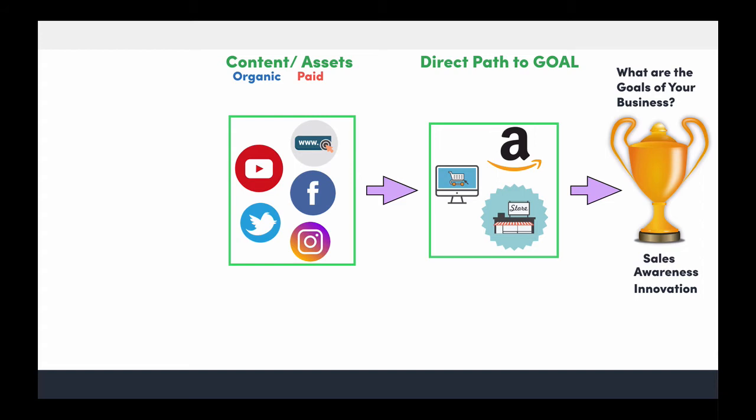If you're using paid advertising or paid content, you're creating paid content. Maybe you're creating it on other people's websites. You're paying them to put your content on their website. So the two types of content we have are organic content and paid content.